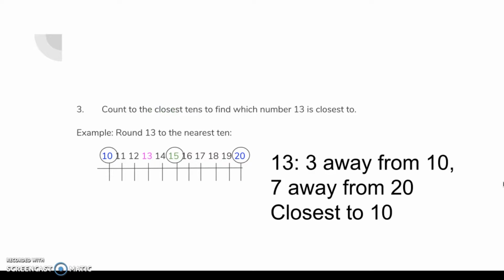Next, we're going to count to the closest tens to find which number 13 is closest to. I can start with 13 and count down: 12, 11, 10. I can do this on my fingers, which leads me to the answer of 3, or I can count the lines on the number line to get the same answer. When I count up to 20, I'll find that 13 is 7 away from 20, either using my fingers or using the number line here. So we're actually closest to the number 10.